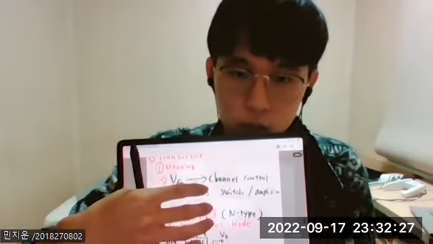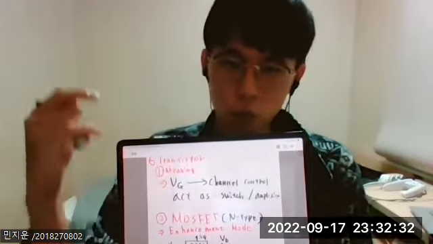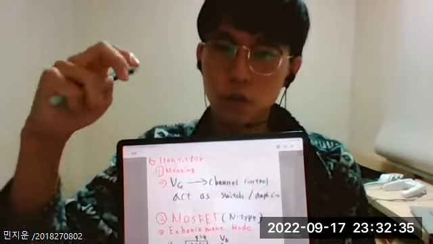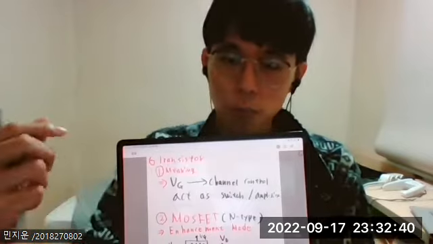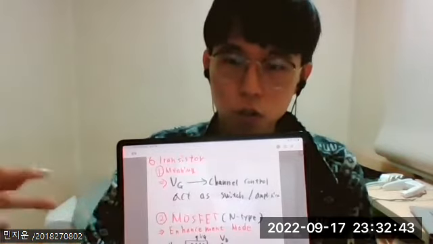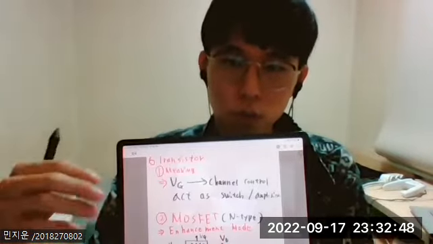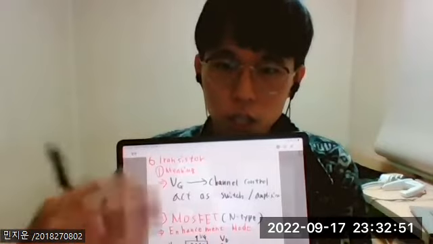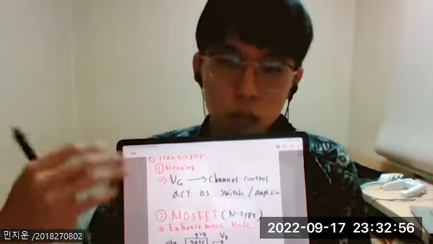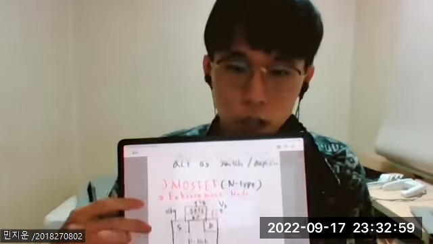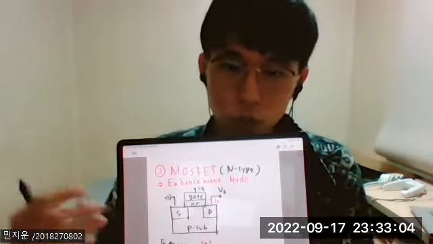Next, part 6 is about the transistor. The meaning of this transistor is that when you apply a gate voltage to this transistor, you can control the channel conductivity, transforming the resistor, and the transistor acts as a switch and amplifier. Next, I explain about the MOSFET, which is one type of transistor.